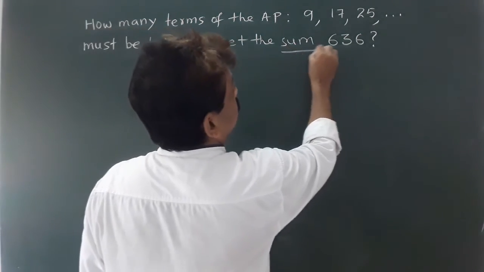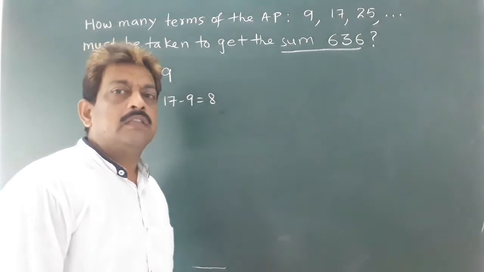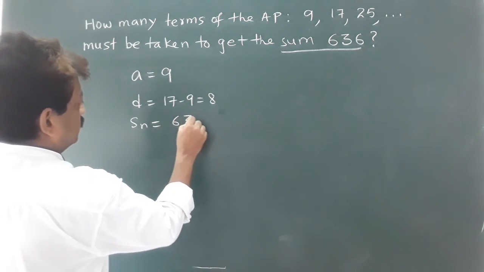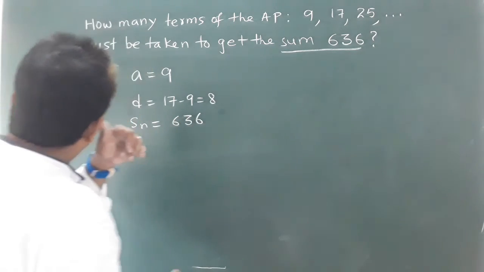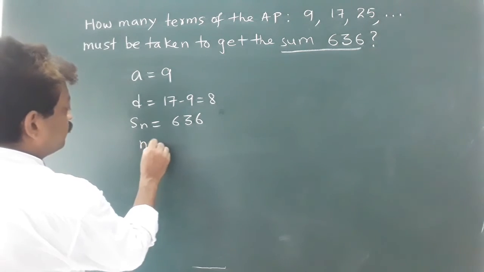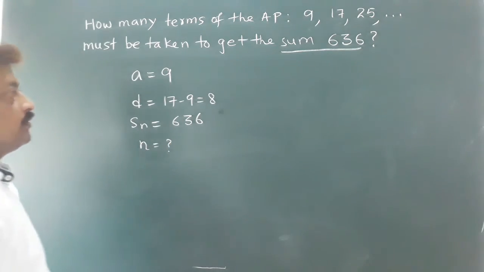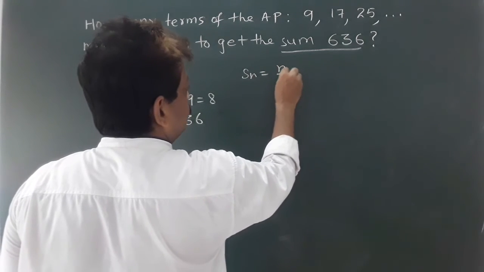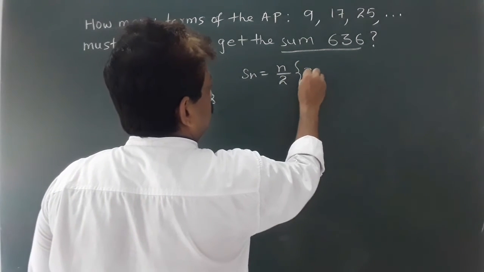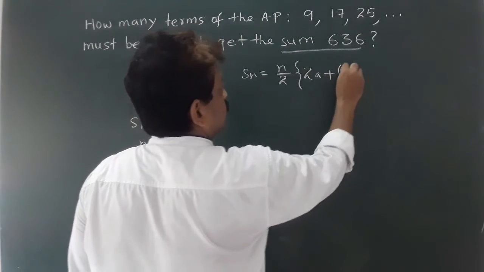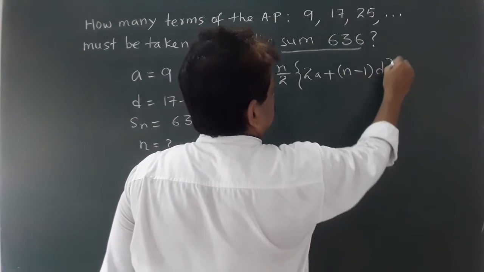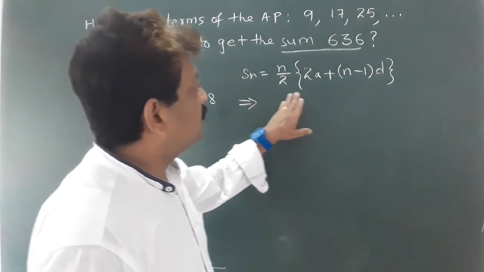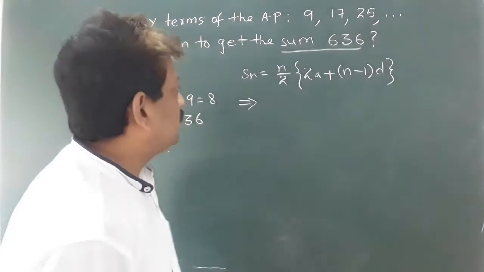And this is the sum. Sum is 636. Therefore, Sn is equal to 636. So what do we have to find? How many terms? Means we have to find n. So let me use the formula. Sn equals n by 2 into 2a plus n minus 1 d. So in this formula, everything is known except n. So we can easily calculate this.